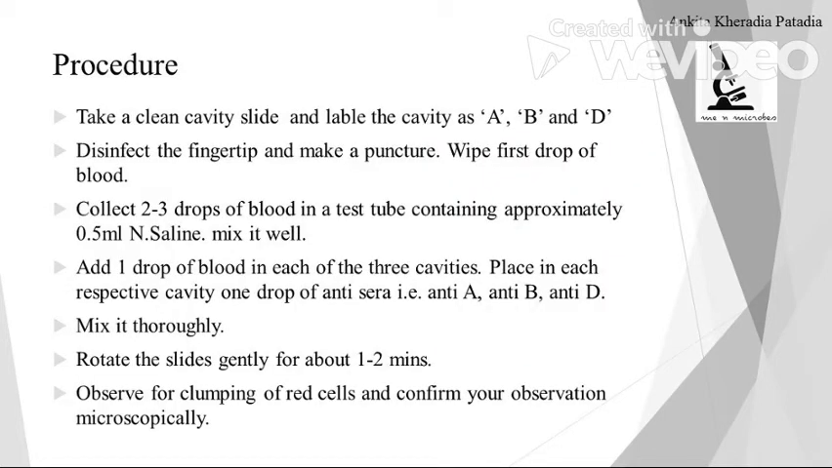Procedure: how will you perform this blood grouping? Take a clean glass cavity slide and mark it with A, B and D. Disinfect the fingertip with 70% alcohol. Allow the alcohol to air dry and then prick with the pricking needle, make a puncture and collect the capillary blood.